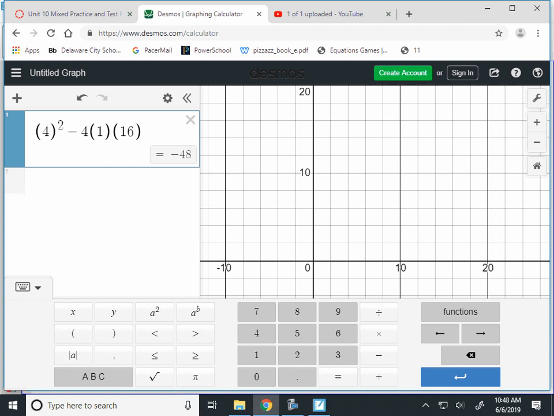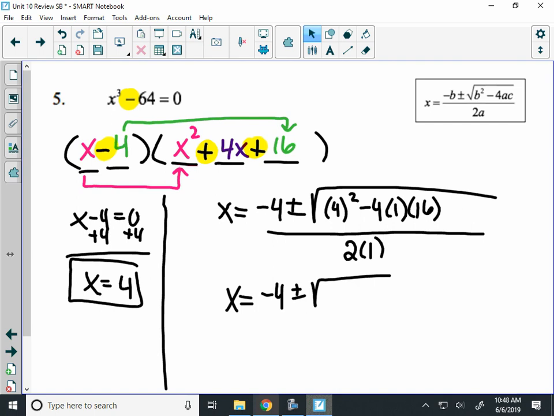I guess it is. Alright, I guess it is negative 48. Sorry. It is, I just wrote it wrong on my key. Alright, negative 48 over 4.